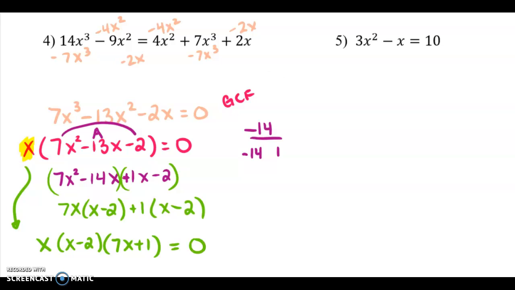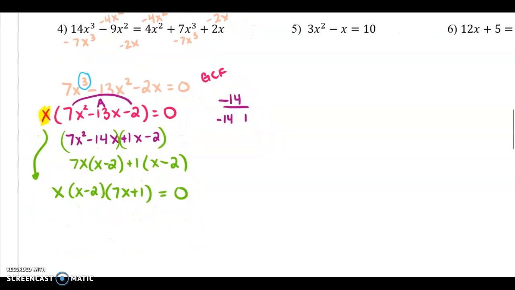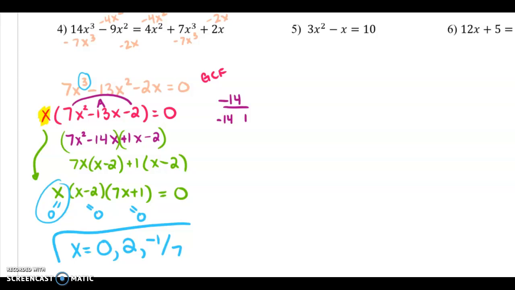Notice that my highest exponent here is a 3, so that means I'm going to have 3 answers. So when I set these equal to 0, I get my 3 answers. X is equal to 0 is my first answer. It comes from right there. Then positive 2, then negative 1/7.